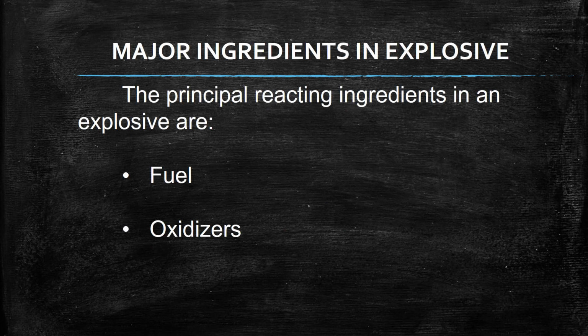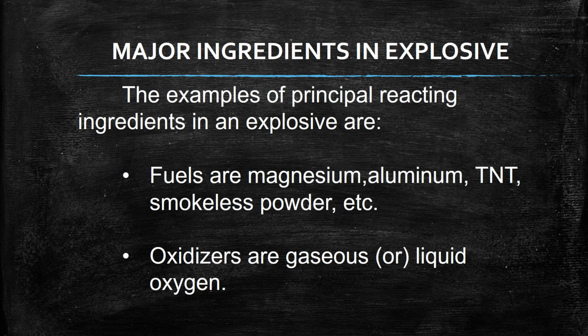Major ingredients in explosives. The principal reacting ingredients in an explosive are fuel and oxidizers. Examples of fuels are magnesium, aluminium, trinitrotoluene, trinitrobenzene, smokeless powder, etc. For oxidizers, gaseous or liquid oxygen.